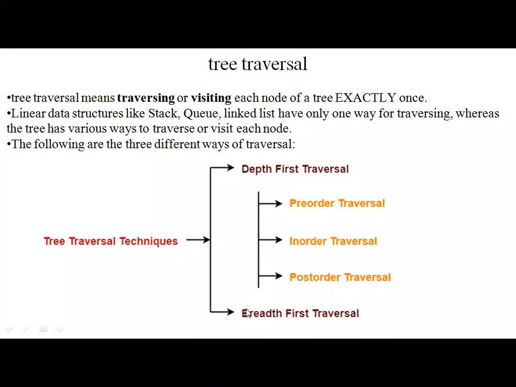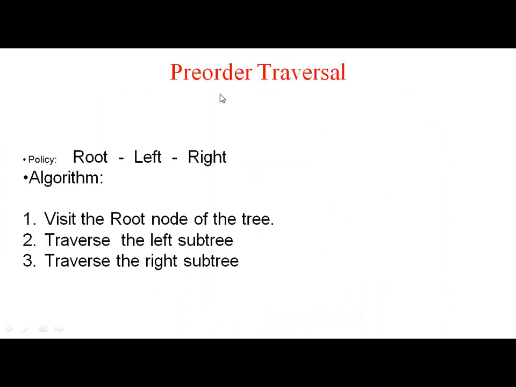Generally, we talk about these as graph traversal techniques. But a tree is also a graph, so you can divide these as the depth first traversal techniques. They follow the depth first traversal mechanism. Under depth first traversal we have these three: pre-order, in order, post order. First we'll discuss these three. Now, pre-order traversal. What is the policy of pre-order traversal?